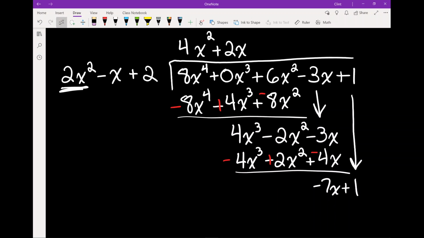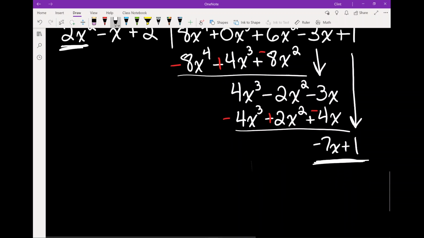The way I know we're through dividing is that this term down here is degree 1, right? The biggest power of x we have is negative 7x to the 1st power. And the thing we're dividing by is degree 2 because it's 2x squared. So since the degree of what we're left with is smaller than what we're dividing by, I know we're finished and this is our remainder.